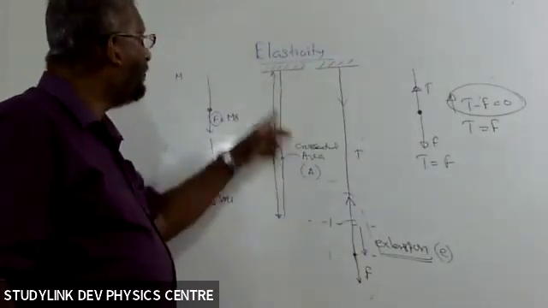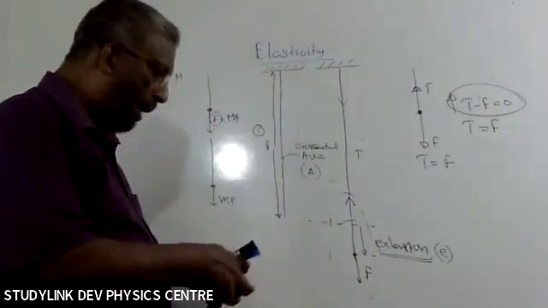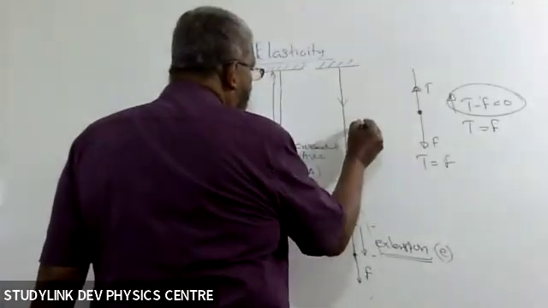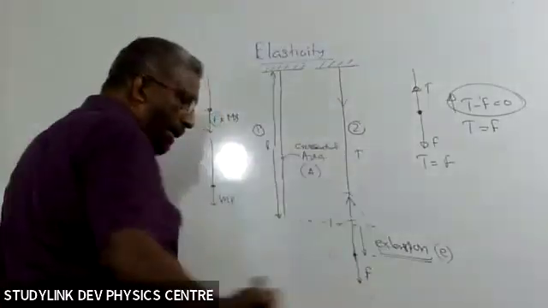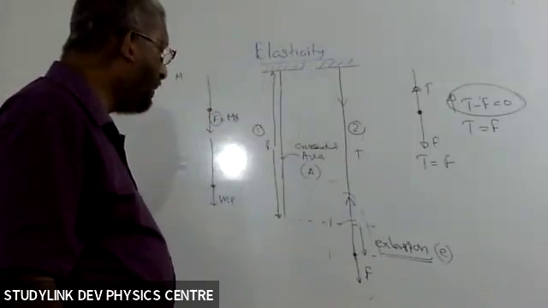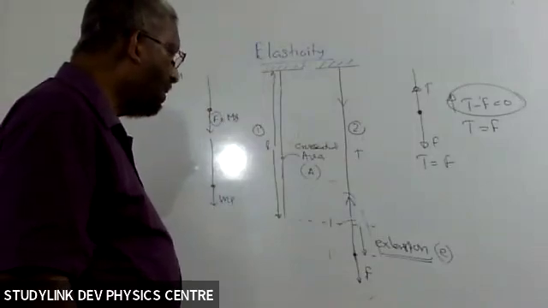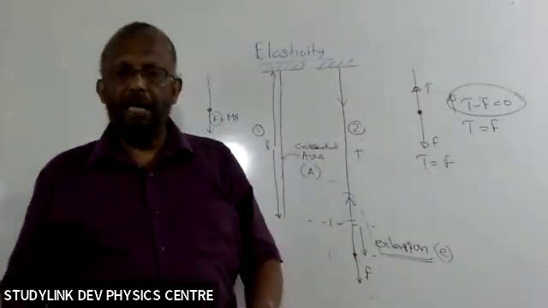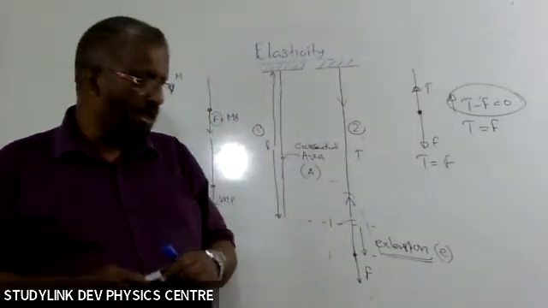In this diagram, first you can see diagram 1. There you get the initial situation of the wire. In the first diagram, it gives the initial situation. There are no forces applied.